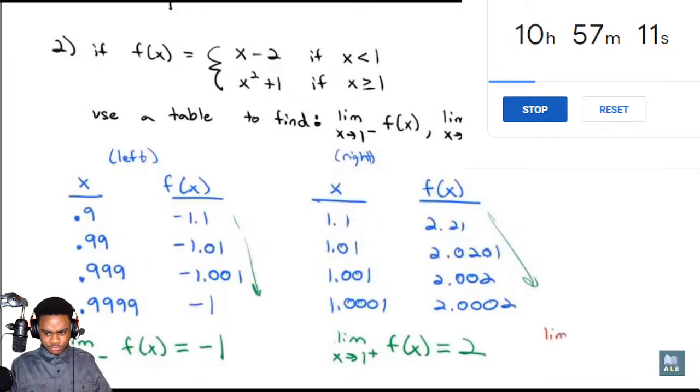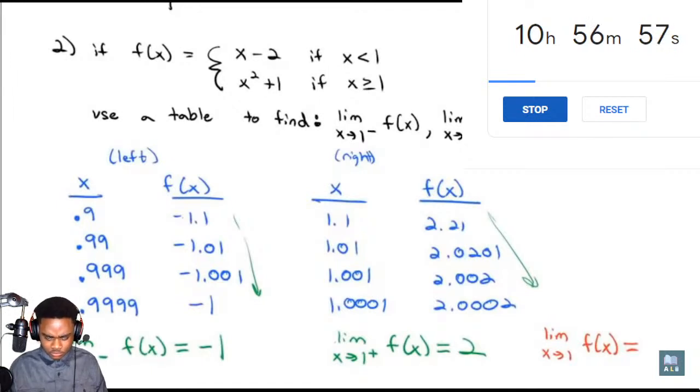So what does it all mean about the limit as x approaches 1 of f of x overall? Well, because the left and right are approaching different numbers, one's approaching negative 1 and one's approaching positive 2, these are not the same, so the limit does not exist at 1.